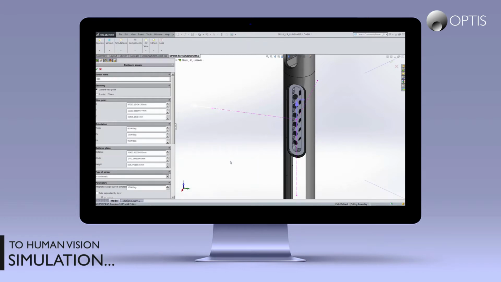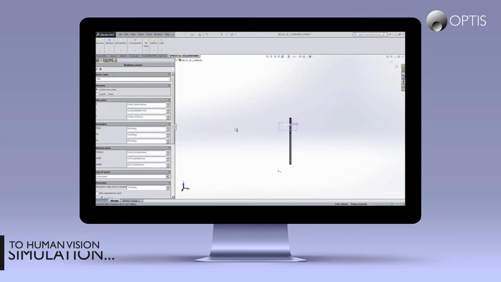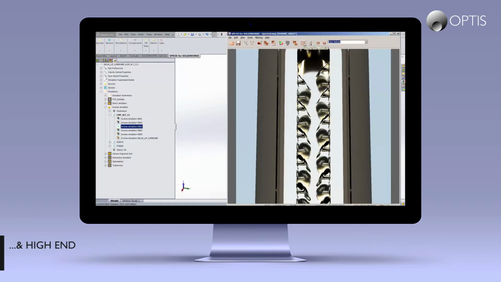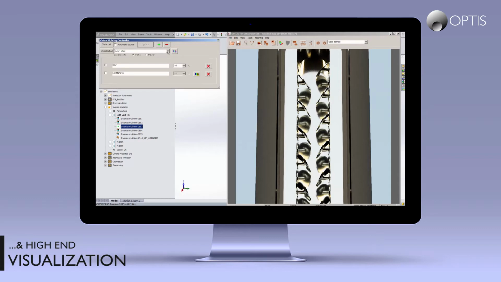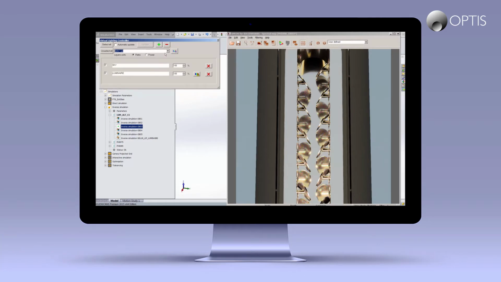In doing so, you are reducing the number of physical prototypes required. You use a unique model of the human eye to simulate lit and unlit appearance. It supports the full design process from early conceptual phase up to serial production.